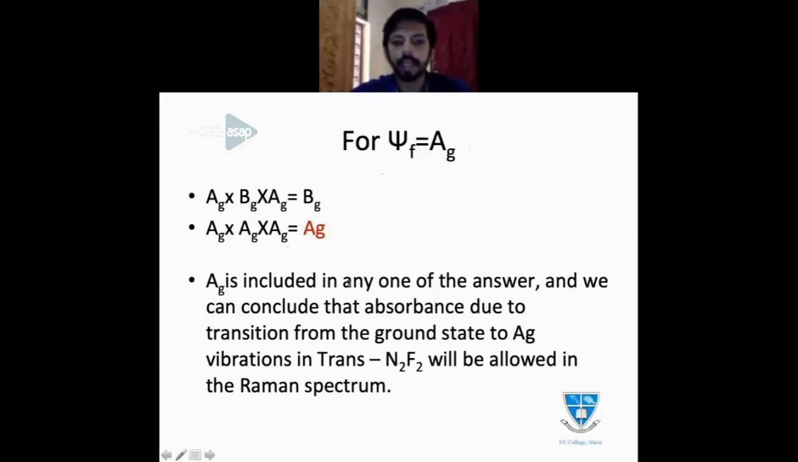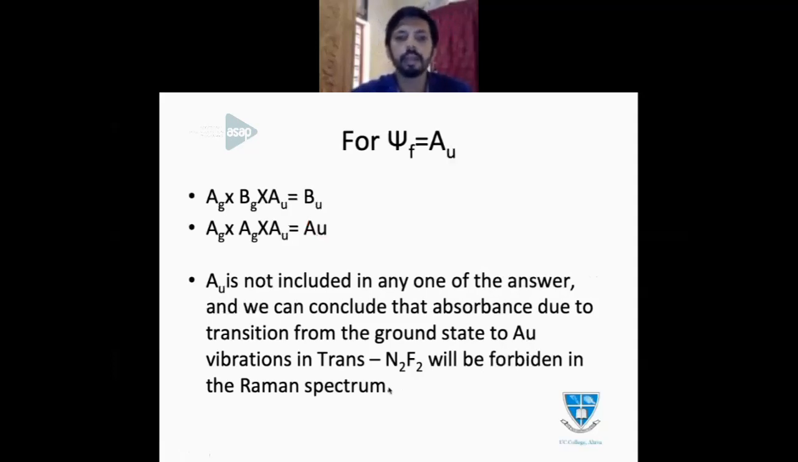That is, Ag is included in one of your answers, and we can conclude that the absorbance due to the transition from ground state to the Ag vibration in trans N2F2 is allowed in the Raman spectrum. So it is an allowed transition in Raman. For Au, if you take the direct product, you will get Bu and another is Au.